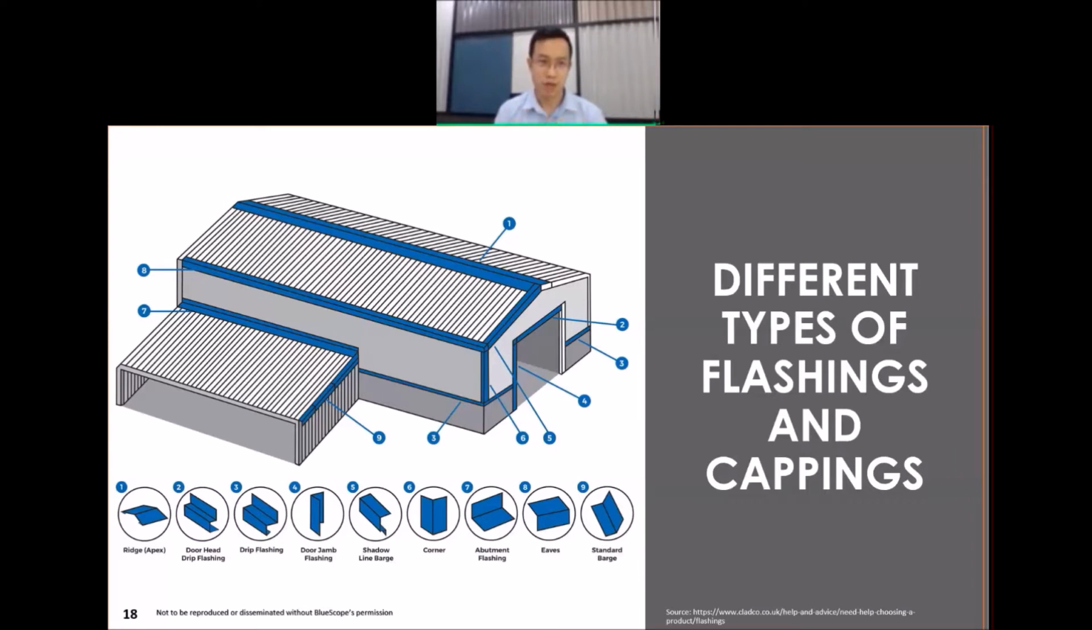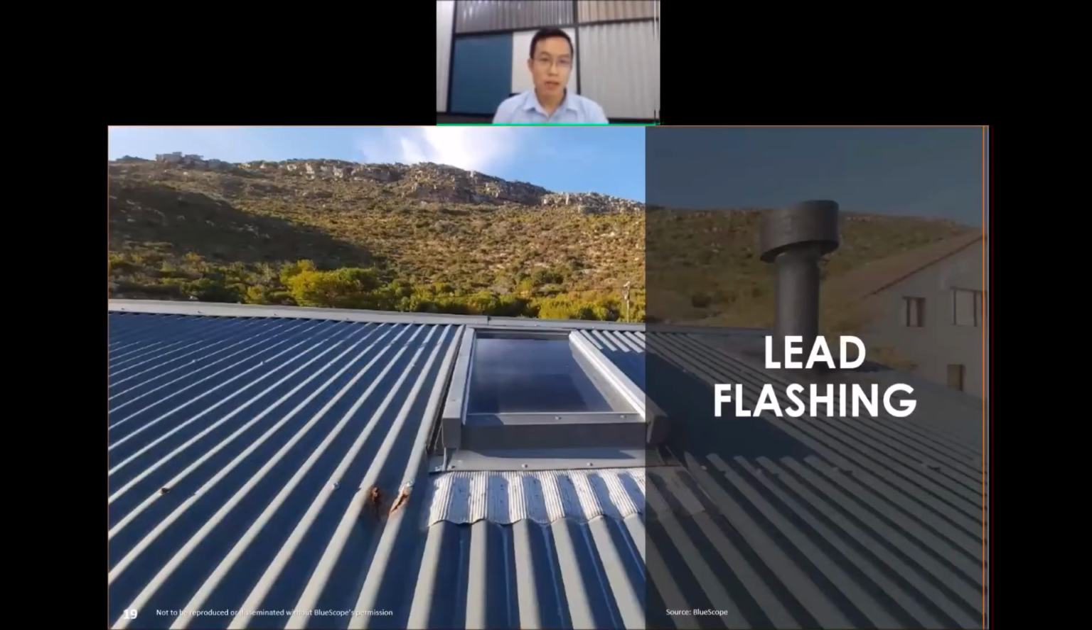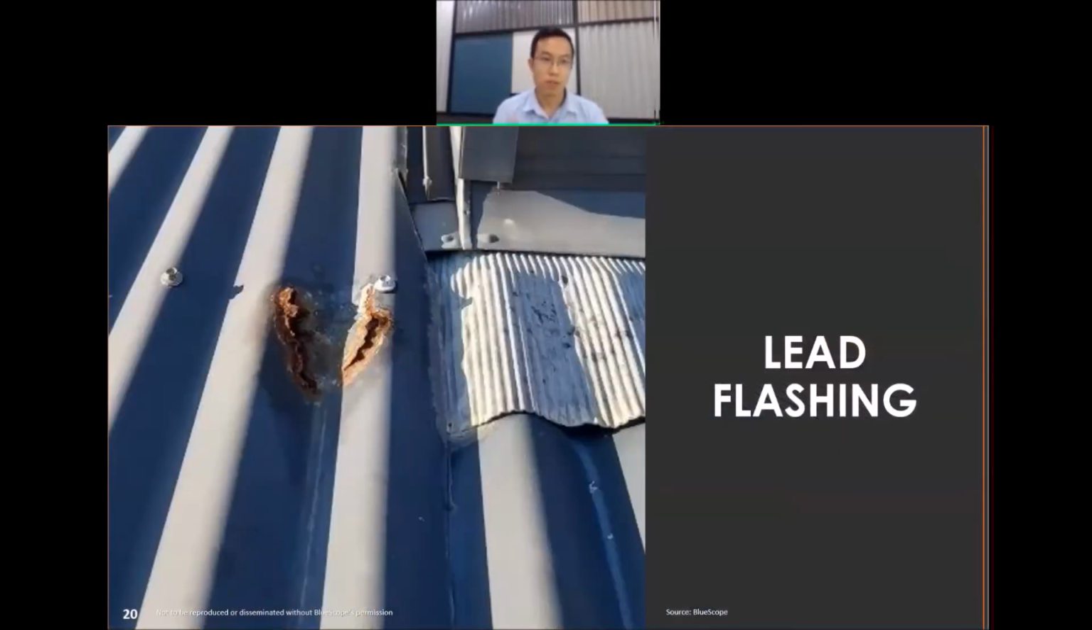So of course, you have a lot of terms like ridge capping, and so on, which covers the apex. And all these can actually be made of different metals. Traditionally, it is made of lead. Lead flashing nowadays is hardly seen, but in some parts of the world, they are still using it.